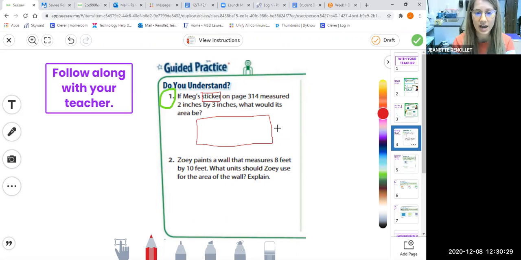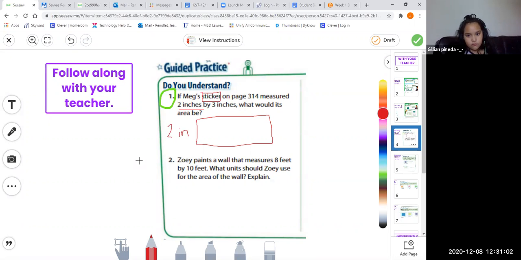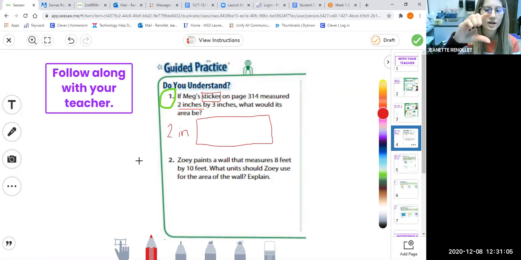It also says it measures. That means somebody probably had a ruler and they were measuring her sticker. It measured 2 inches by 3 inches. That means on one side, it was 2 inches long. I'm going to put I in for inches. Remember, an inch is about this big. So her sticker was 2 inches long.